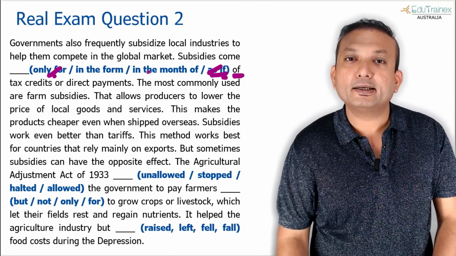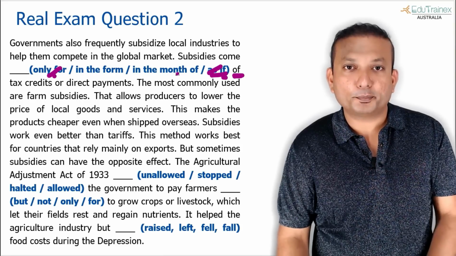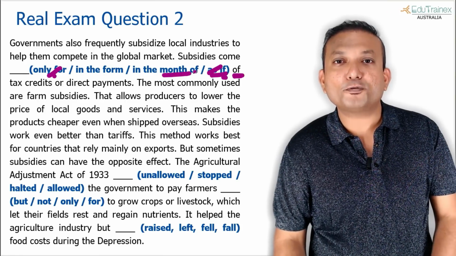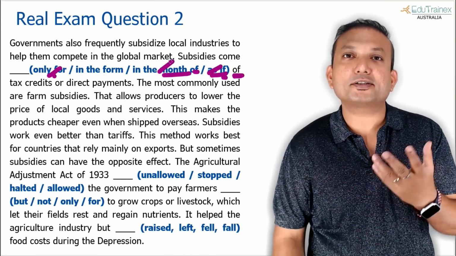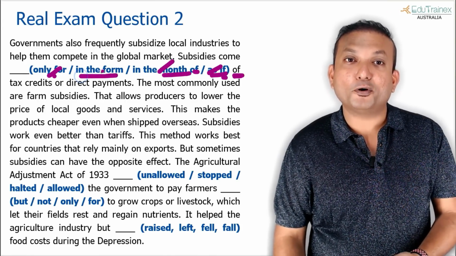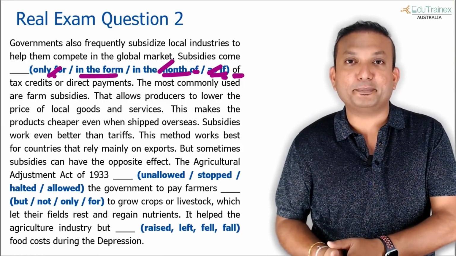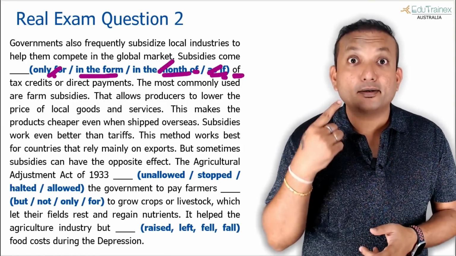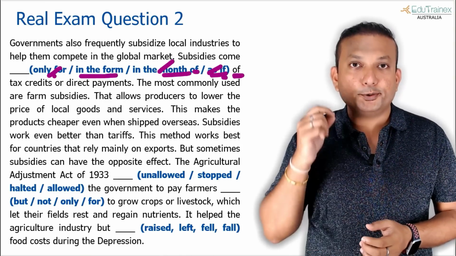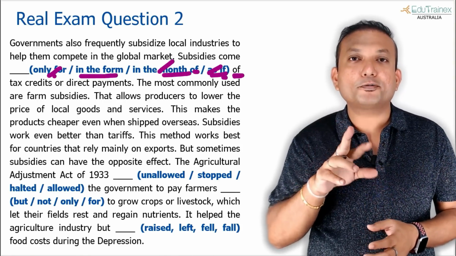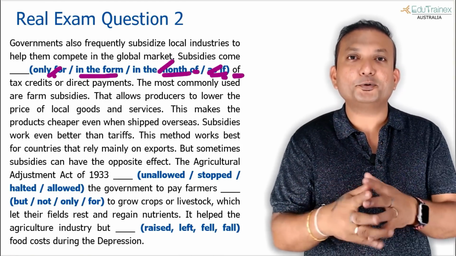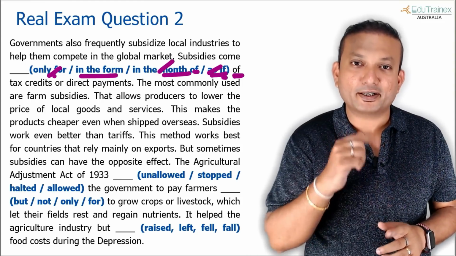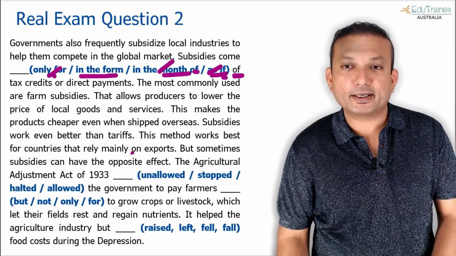Now you have only one option, "in the month of." This is redundant. "To of," again can't be used. Such an easy question now. "In the form of tax credits and direct payments." You see how we eliminated and learnt. You see how we utilize the knowledge of two prepositions not appearing together to completely eliminate three of the options, and then we got the answer, perfect answer. All right. Now let's look at the next ones.